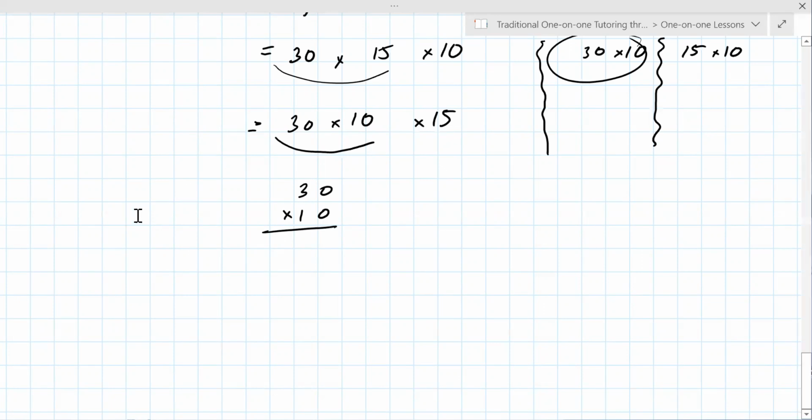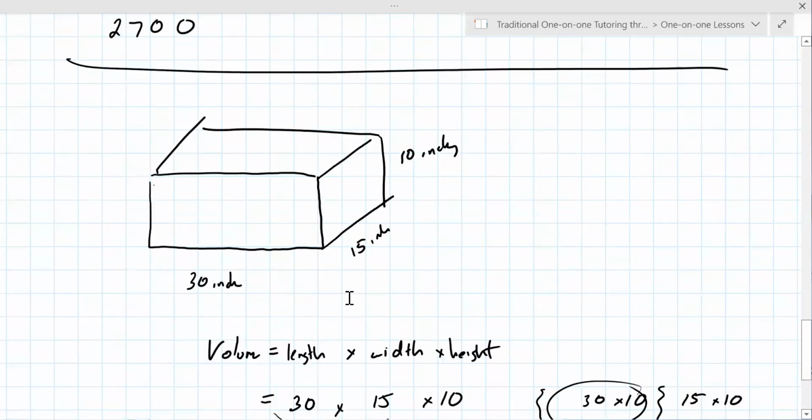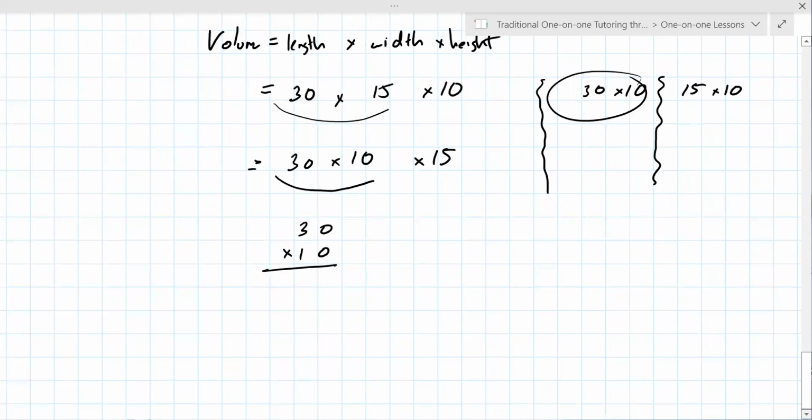700. Okay, again, let's go back. What did you do in this problem? You multiplied 3 times 4. Okay, so what should you multiply here? It's 3. Okay, keep going. 300. Okay, so it's 300. That's fine. So it's now 300 times 15.